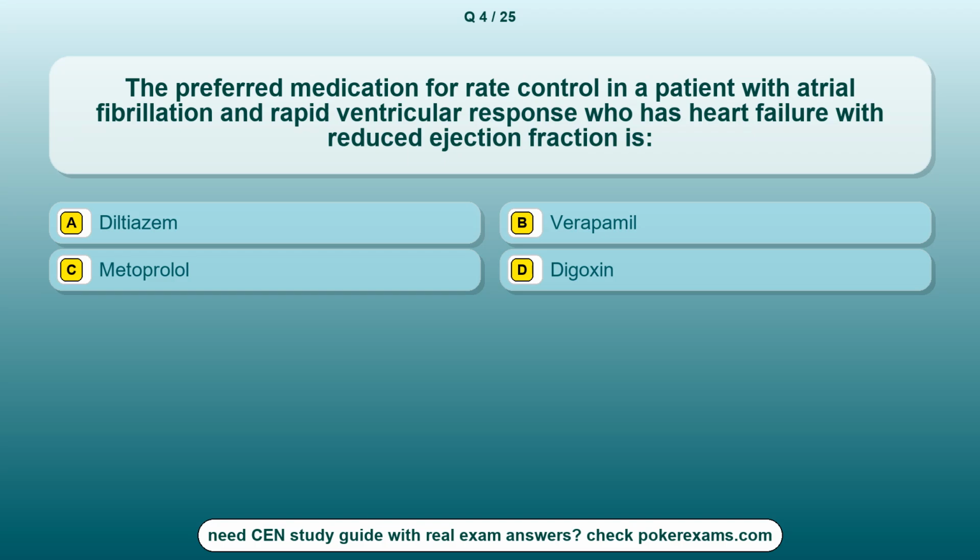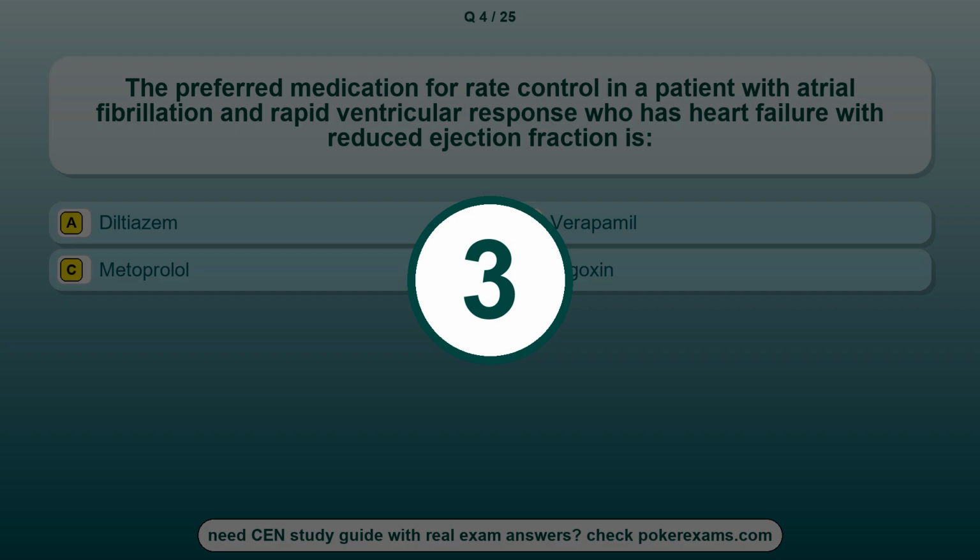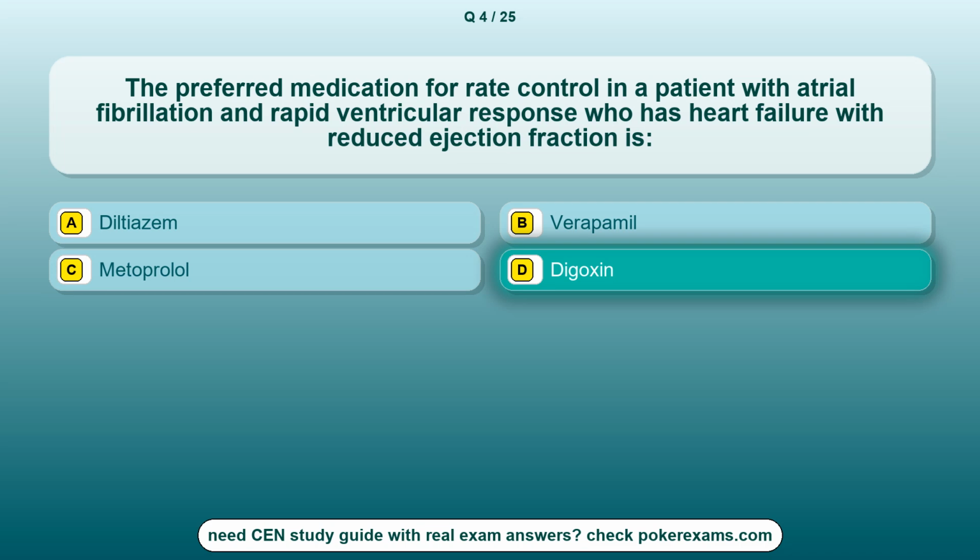Question 4. The preferred medication for rate control in a patient with atrial fibrillation and rapid ventricular response who has heart failure with reduced ejection fraction is option A, diltiazem, option B, verapamil, option C, metoprolol, option D, digoxin. The correct answer is option D, digoxin.